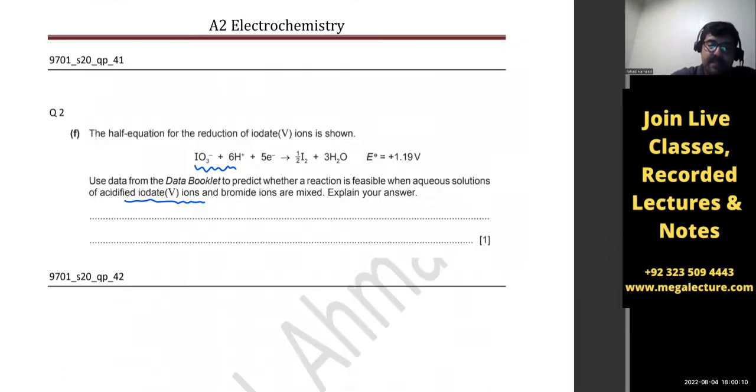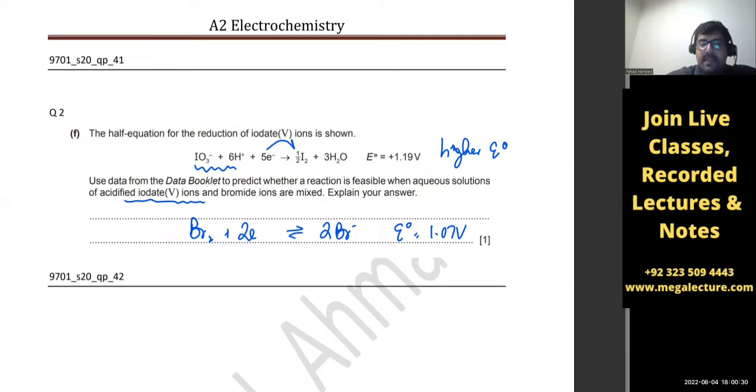So that equation is Br2 plus 2 electrons in equilibrium with 2 Br minus. And the E naught for this is 1.07 volts. Now that is your lower E naught, right? So the high E naught is going to gain electrons. He had already drawn that arrow, moving forward, right? Because I guess he knew that was the higher E naught. This one is the lower E naught. It loses electrons. It's going to go in the backward direction, right? And that's it. That's your reaction.